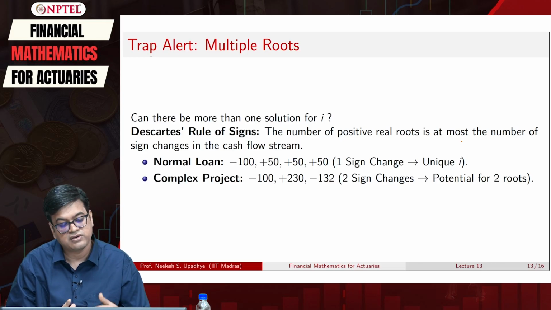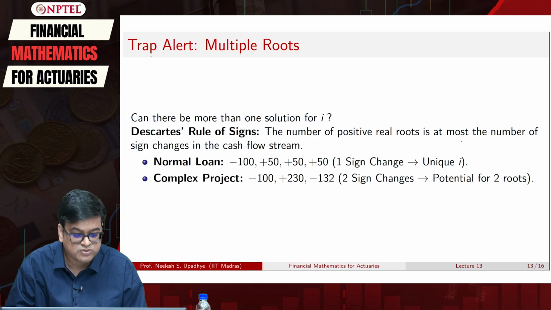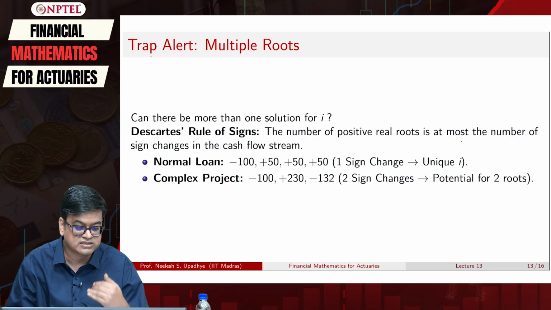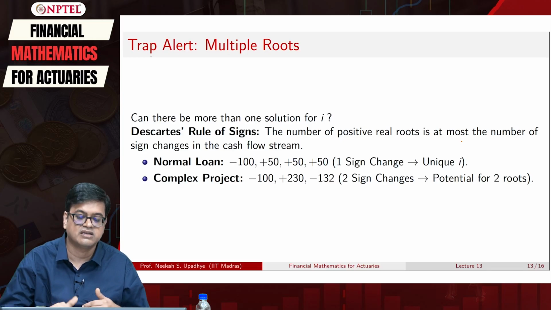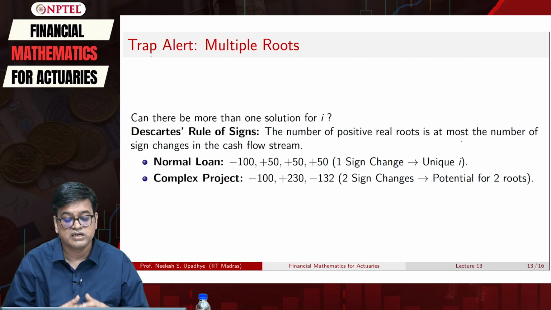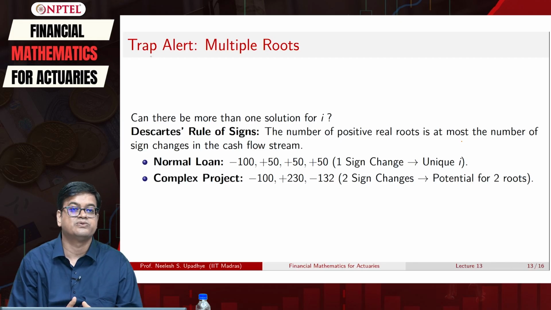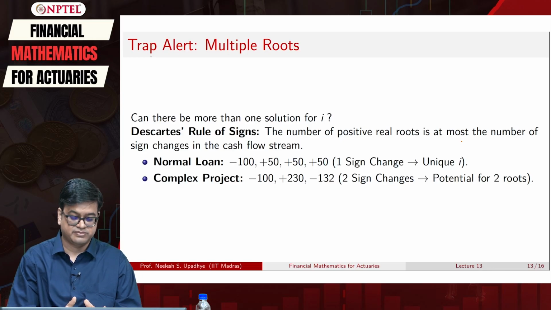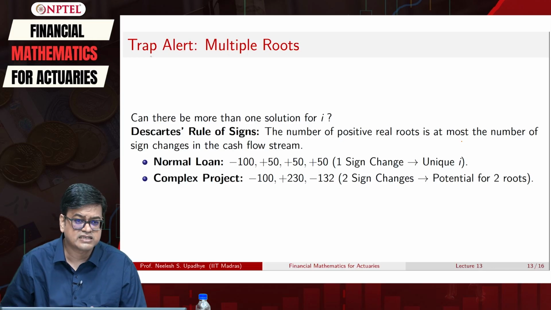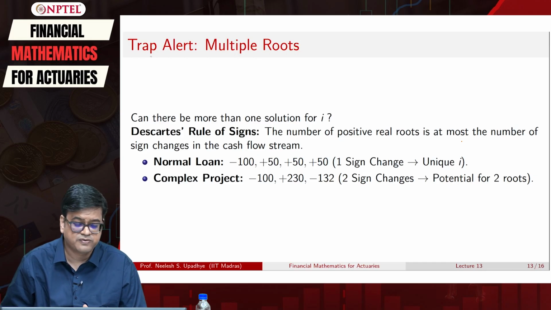However, if you are looking at complex projects where there are two sign changes, okay, negative, then some money has come, and then again the money has flowed out. If such situations are there, there can be potentially two roots. So the multiple root trap is alive there, and in such cases there is no easy escape.